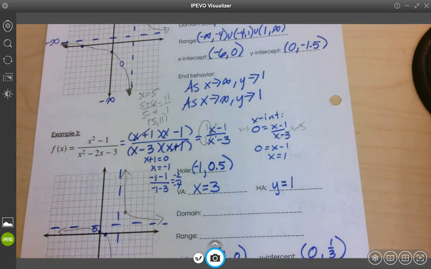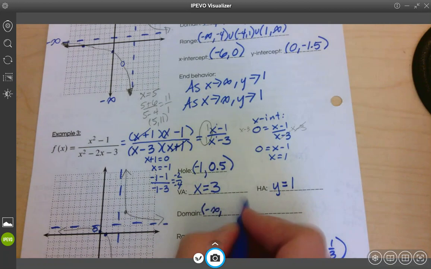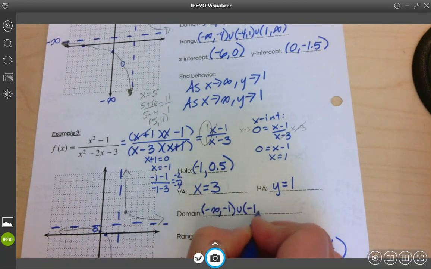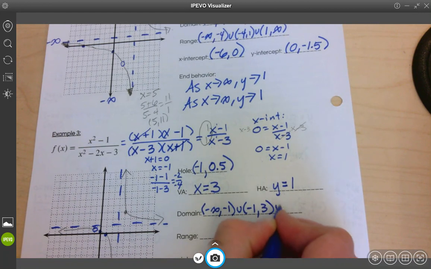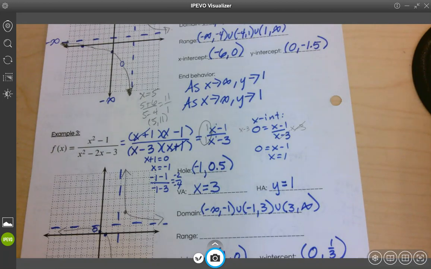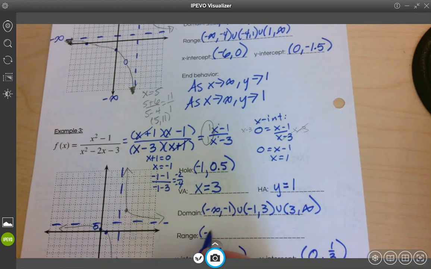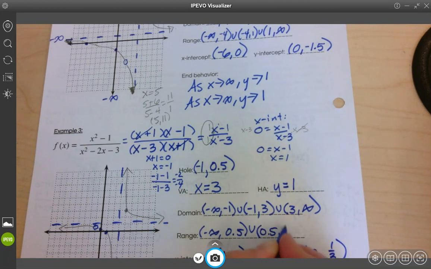Okay. Domain. For the domain, I need to leave out the hole and the asymptote. So I'm going to have 3 pieces. -infinity up to the hole at -1. -1 up to 3. And then 3 to infinity. For the range, I'm going to go all the way from -infinity up to my hole, which has a y value of 0.5. There's this tiny piece between 0.5 and 1. And then it goes after the asymptote 1 to infinity.